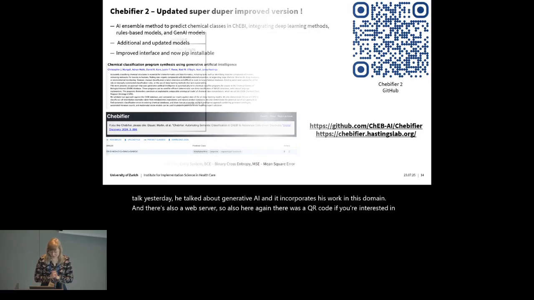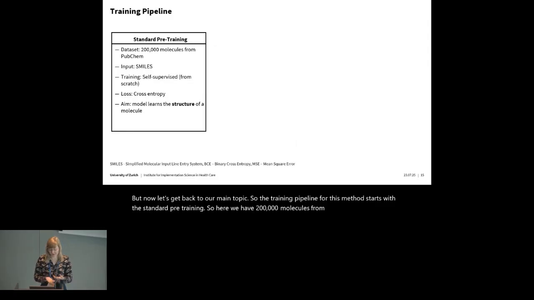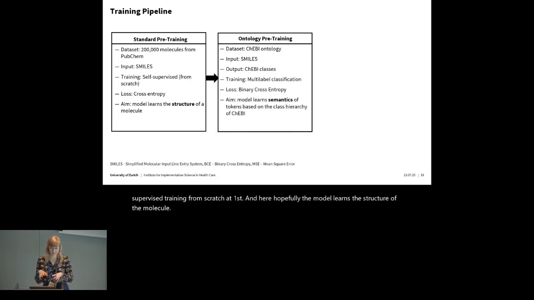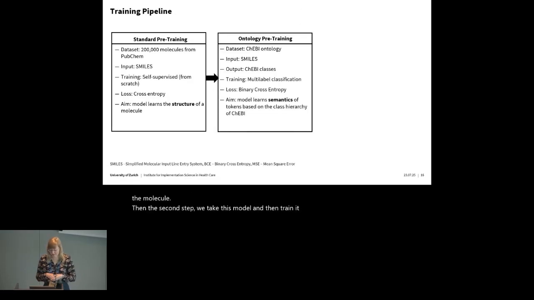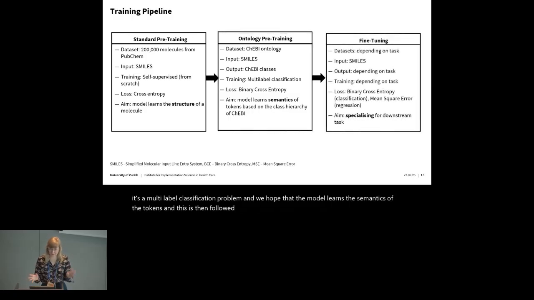But now let's get back to our main topic. So the training pipeline for this method starts with the standard pre-training. So here we have 200,000 molecules from PubChem, and we do self-supervised training from scratch at first. And here, hopefully, the model learns the structure of the molecule. Then the second step, we take this model and then train it further on the ontology. And here, it's a multi-label classification problem. And we hope that the model learns the semantics of the tokens. And this is then followed by fine-tuning. So it's really your classical pre-training fine-tuning pipeline with an additional step.